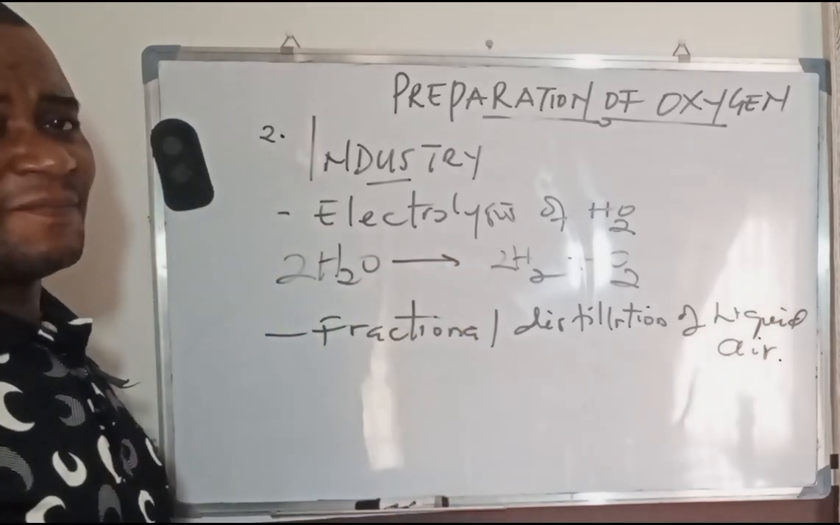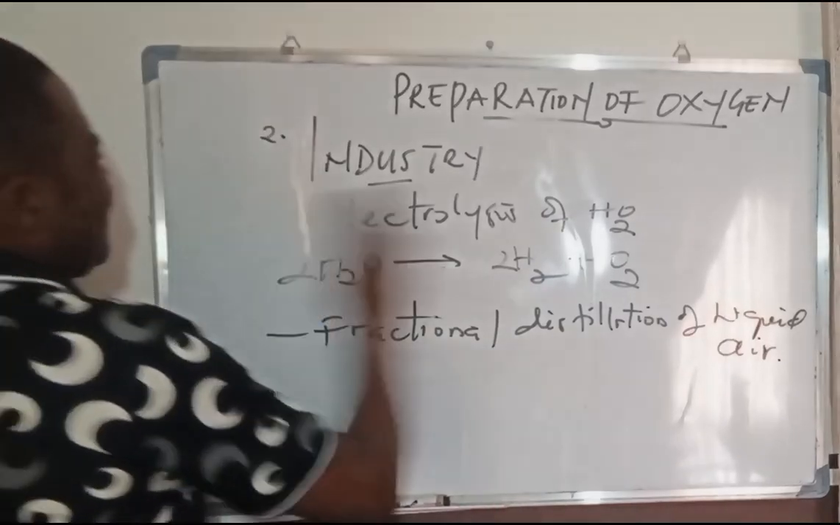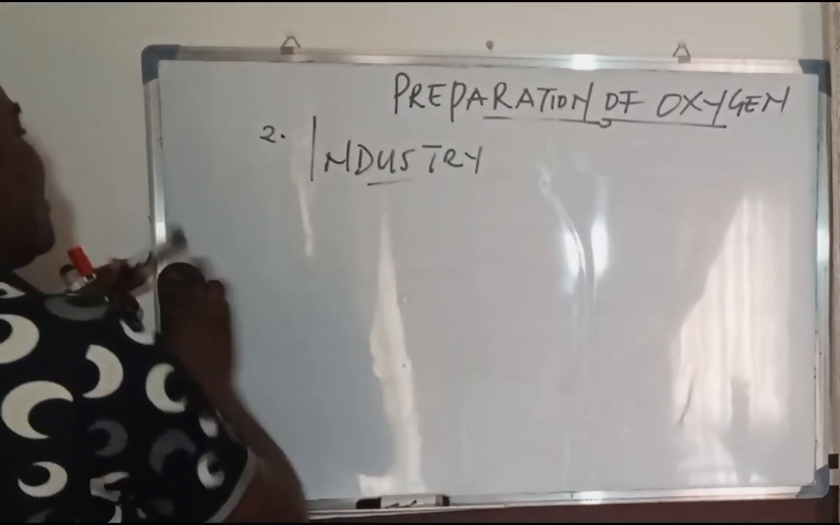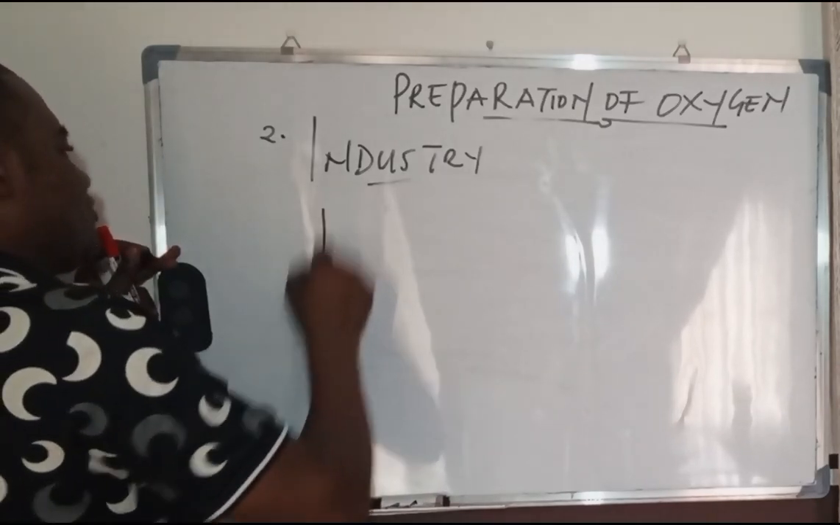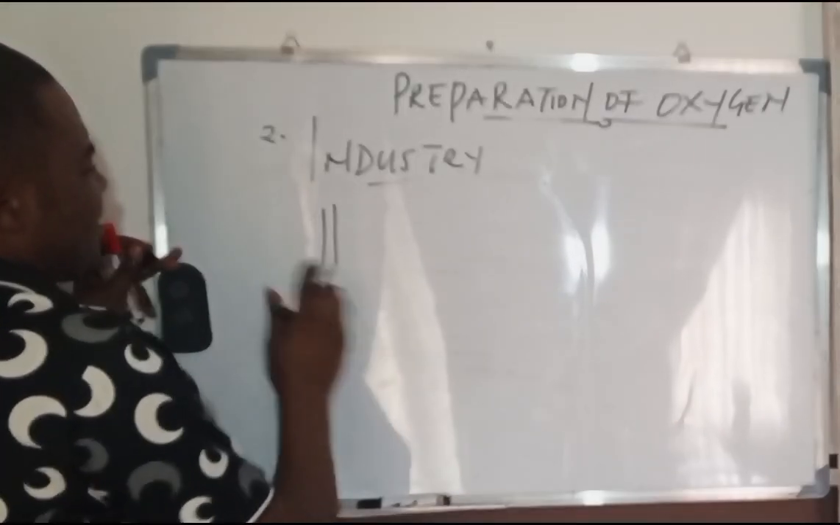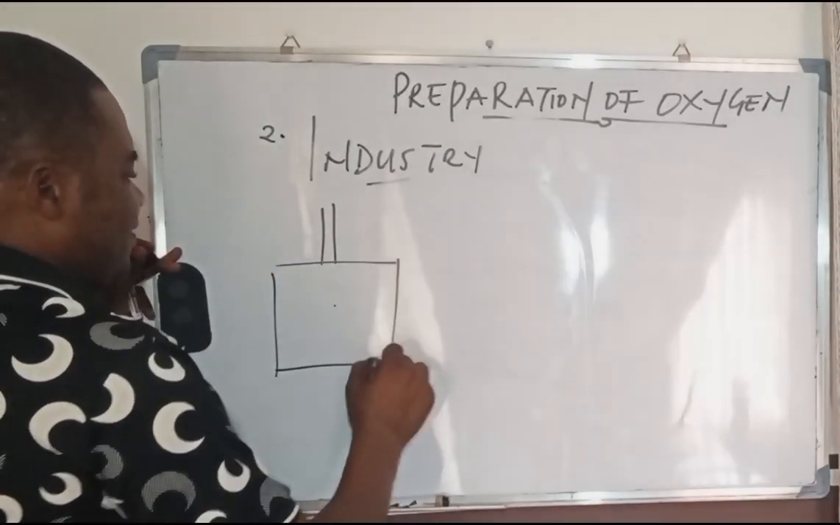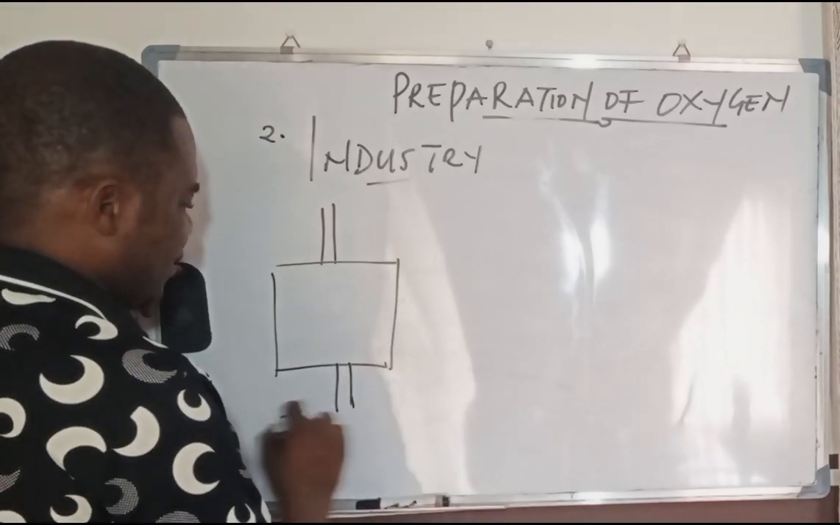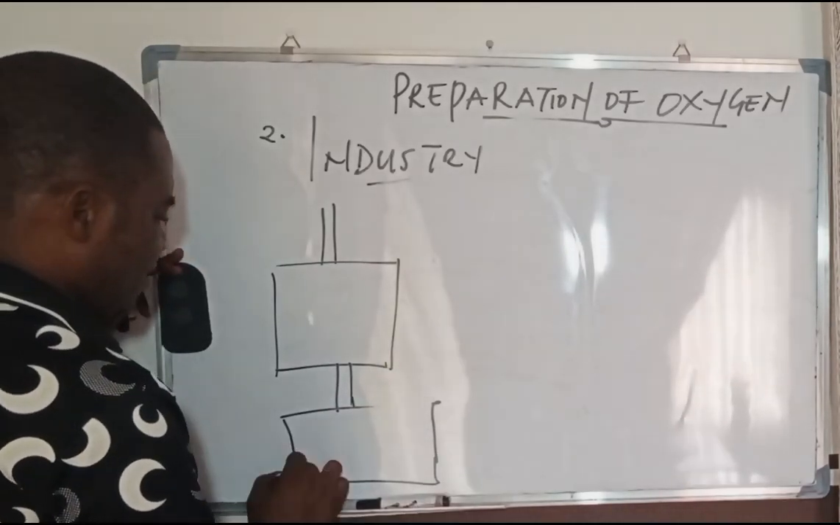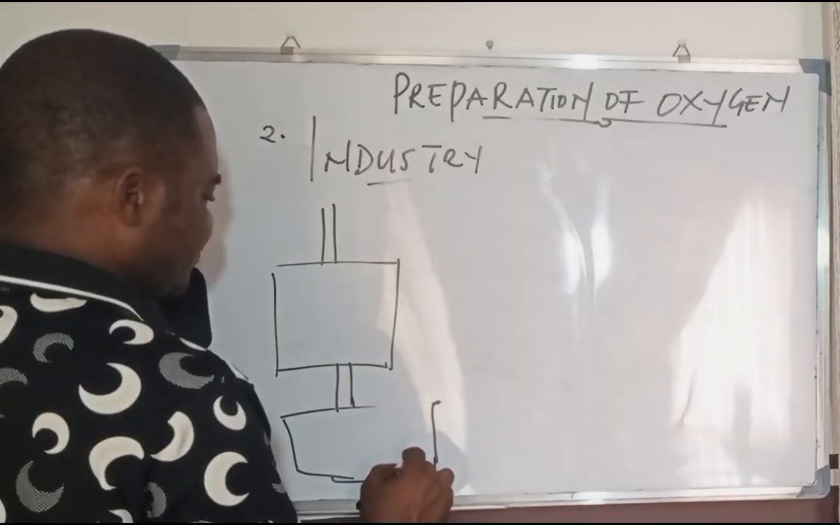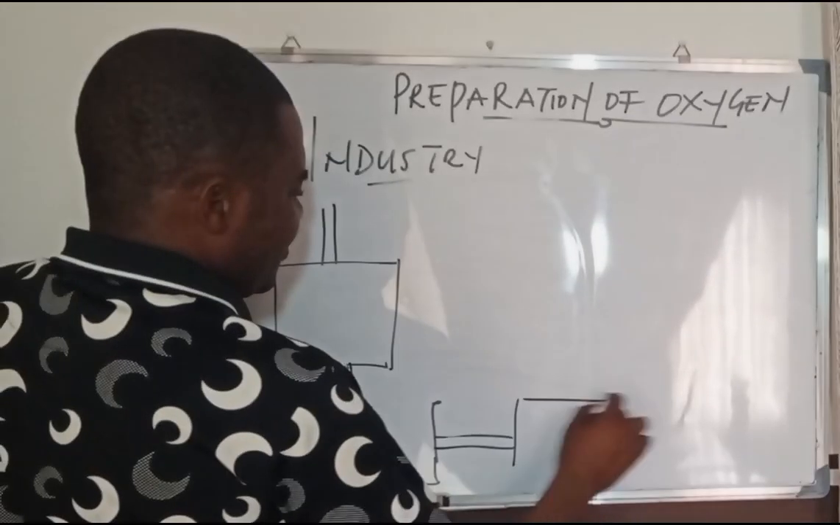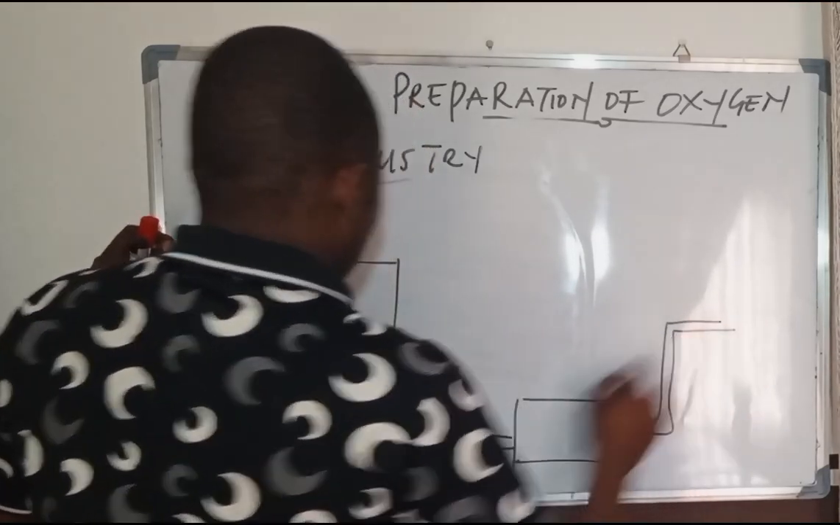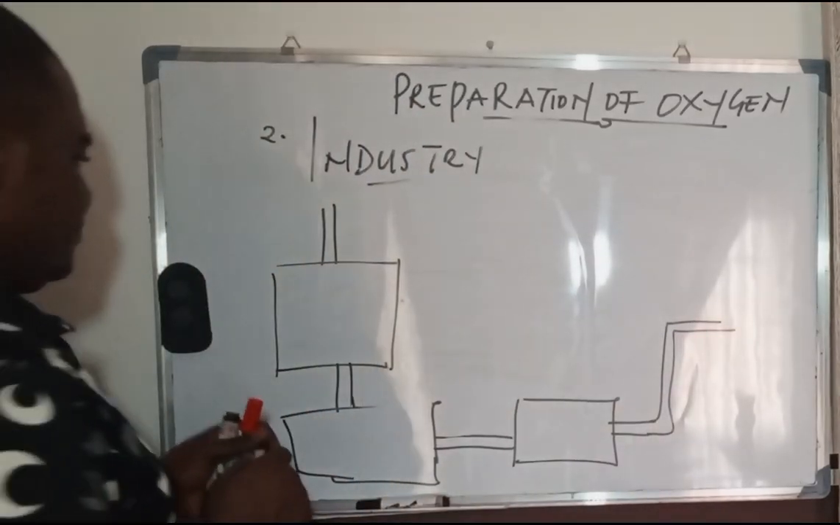How does it work? Now, let me first put down a diagram that will guide us on how it works. Now, let us look at this kind of diagram that comes in. We have this kind of diagram, and this brings us to another chamber. And this chamber brings us to this chamber, and this chamber takes us to another chamber.